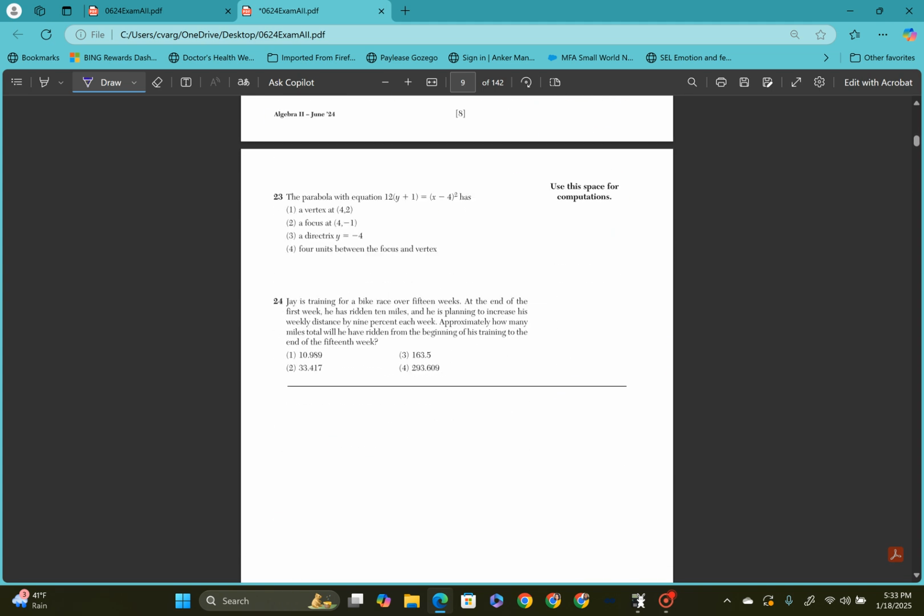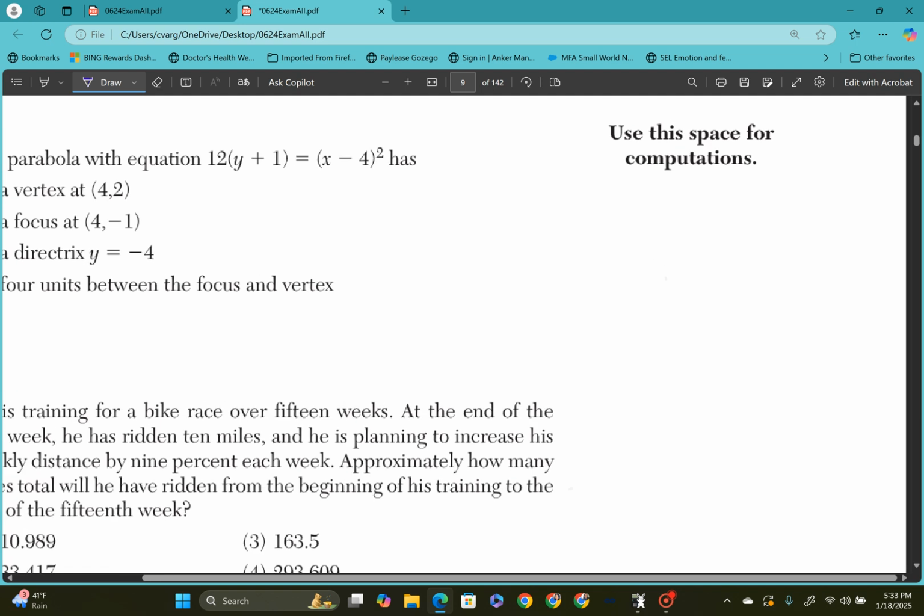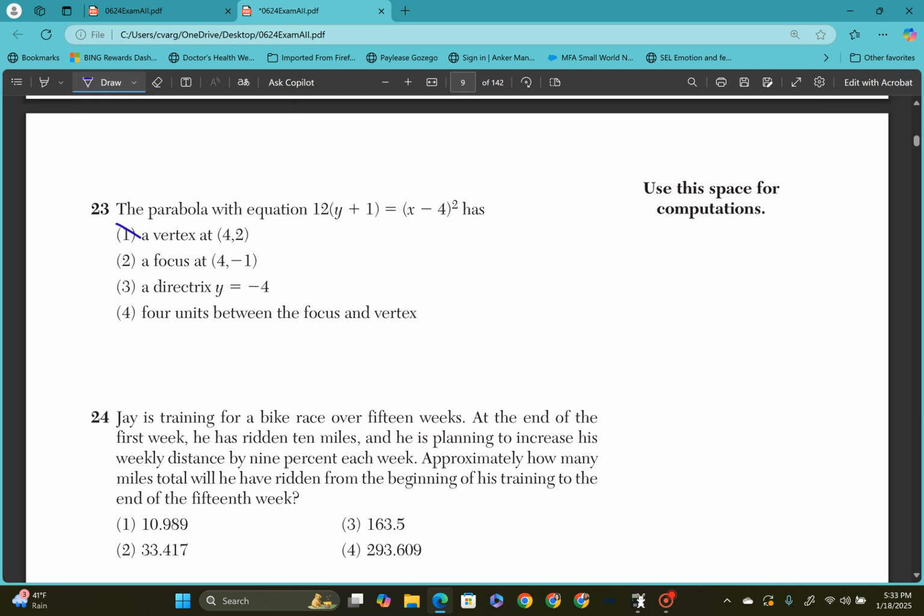All right, so my vertex is not at 4, 2, right? That's where my focus is. So it's not choice 1. The focus is not at 4, negative 1. It's at 4 comma 2. We just found that out. Okay. Directrix at y equals negative 4. That is correct. And it says 4 units between the focus and directrix. That's not true. Our p is 3. So it's supposed to be 3 units. So our answer that makes sense is choice 3. So 23 is one that you could have done.